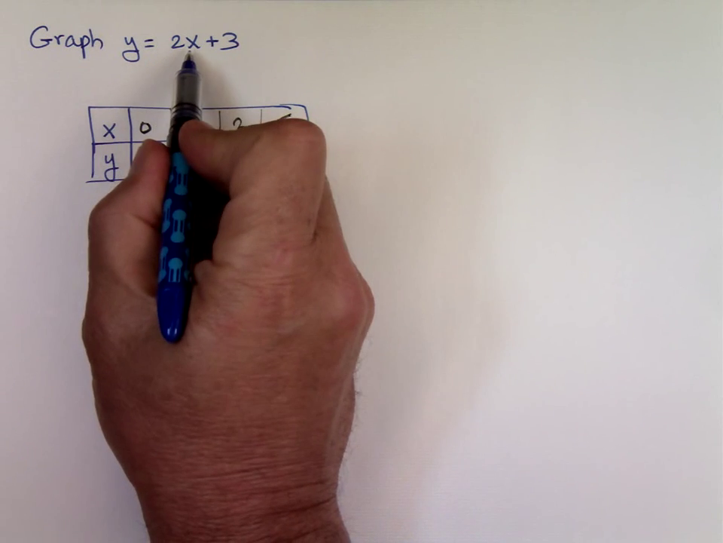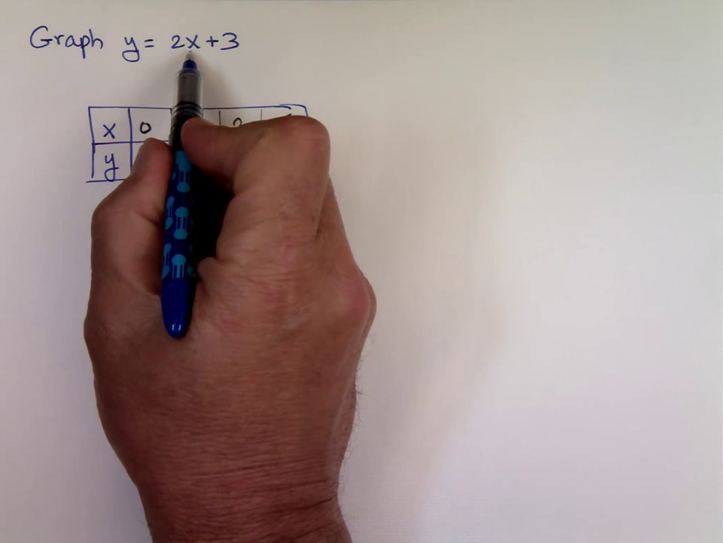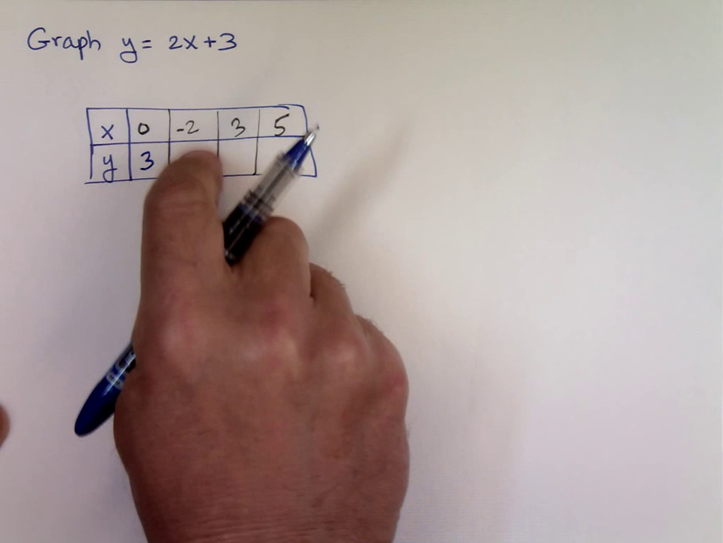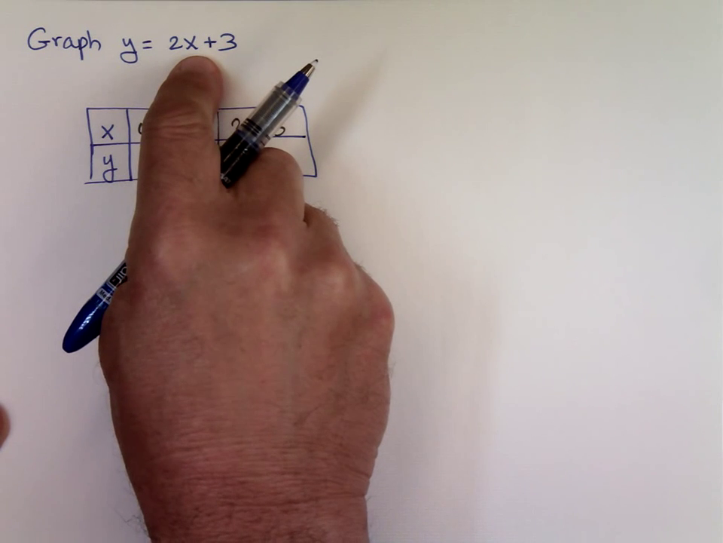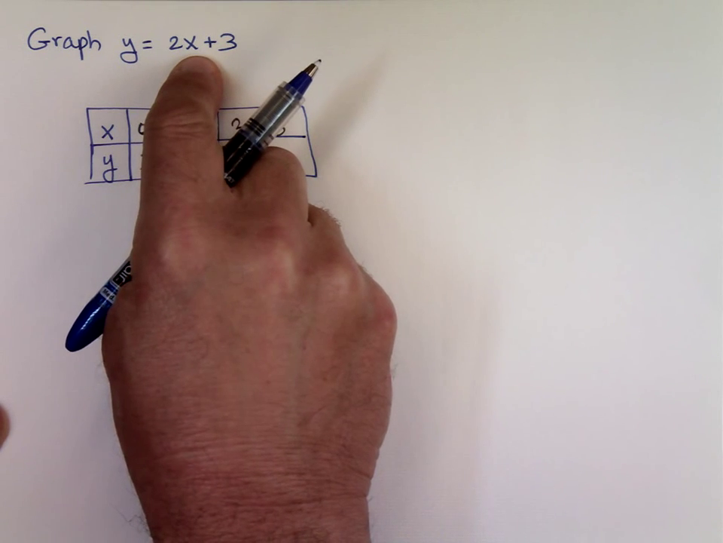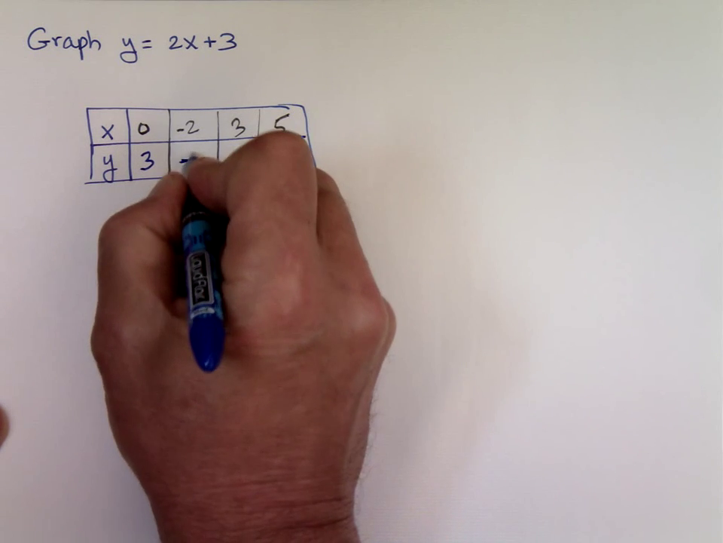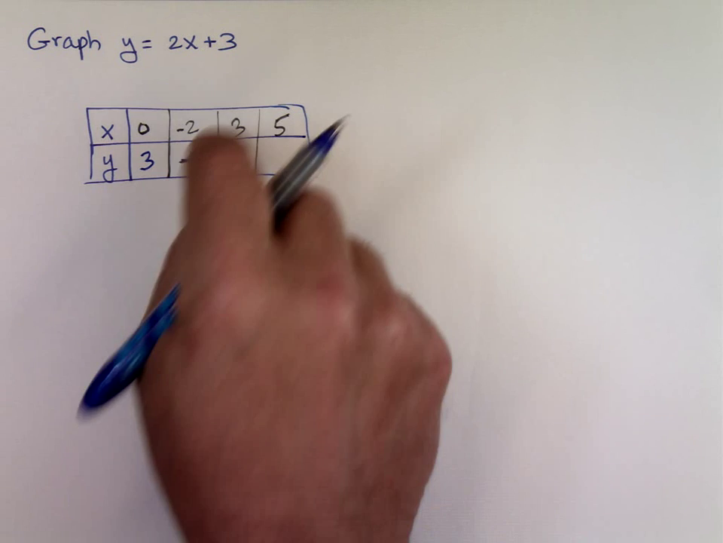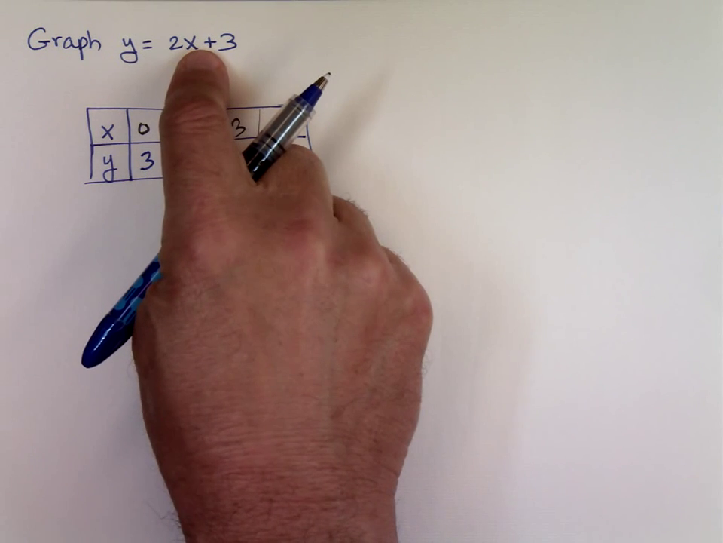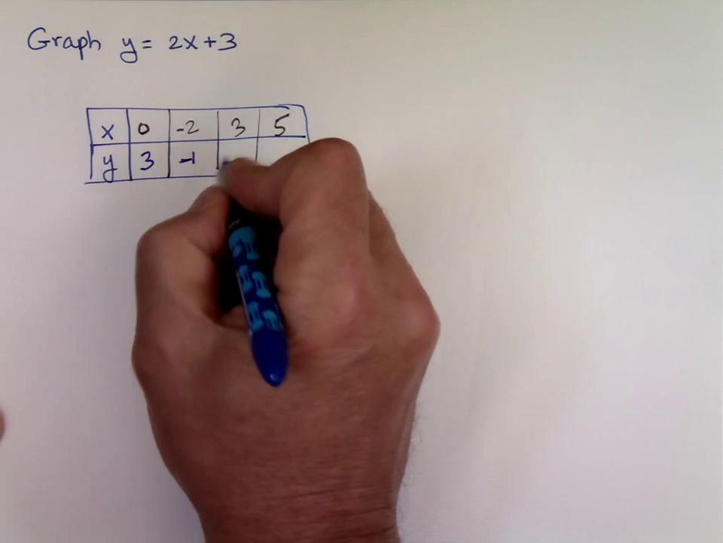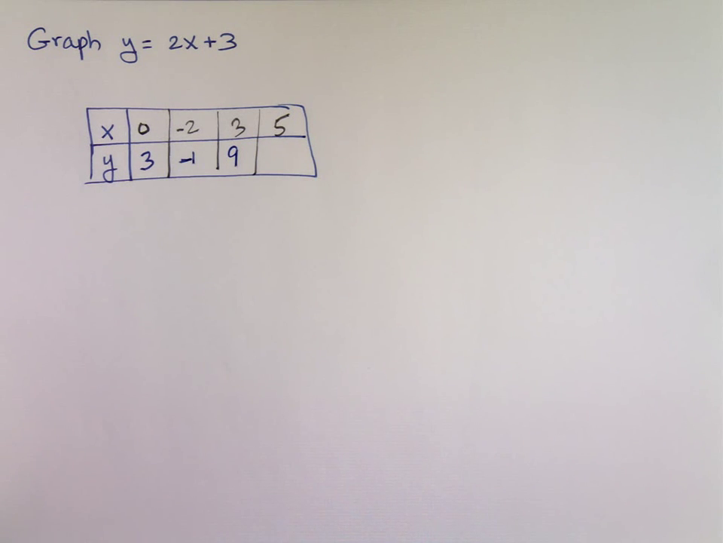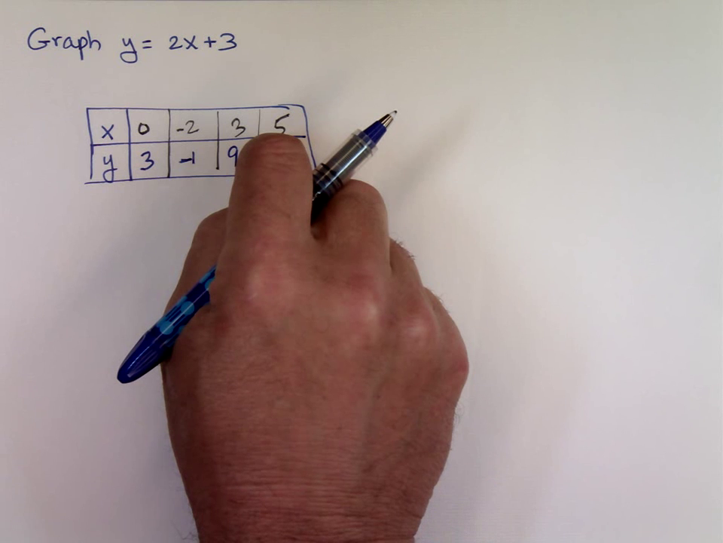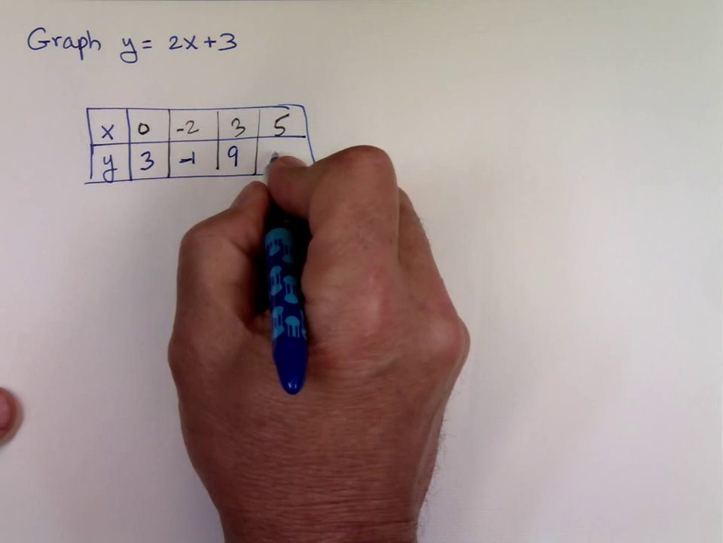What's 2 times 0? 0 plus 3? 3. When x is negative 2, what's 2 times a negative 2? Minus 4 plus the 3? Negative 1. When x is 3, what's 2 times 3? 6. 6 plus 3? 9. When x is 5, 2 times 5? 10. 10 plus 3? 13.